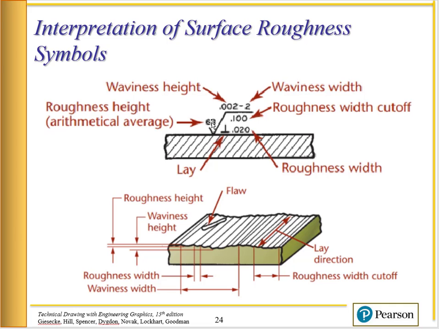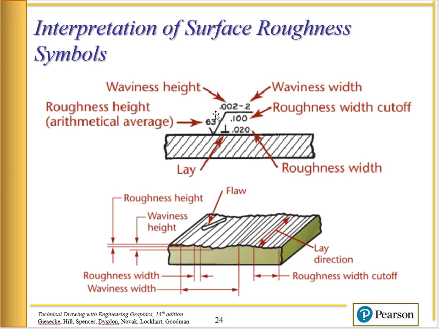So what we have here is our basic surface roughness symbol. This number right here represents the roughness height, the arithmetic average. If there's only one number here, that's interpreted as the maximum allowable surface finish. Like in this particular case, the surface finish can't go over this 63 microinches. It can't go over that.